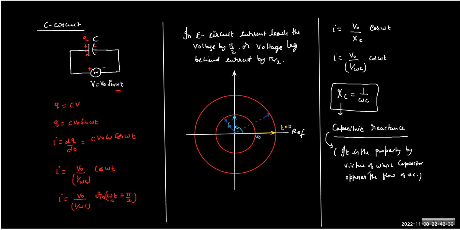Now, what is interesting to note is the dependence of reactance on frequency. Because this you can rewrite as XC equals 1 by 2 pi f C. So this dependence is interesting. You can see that as the frequency grows in value, the opposition will be lesser and lesser, right? Yes. Which means if you plot a graph of reactance versus frequency or angular frequency, the graph will go like this.